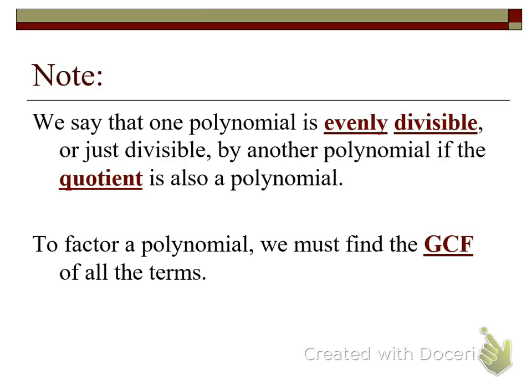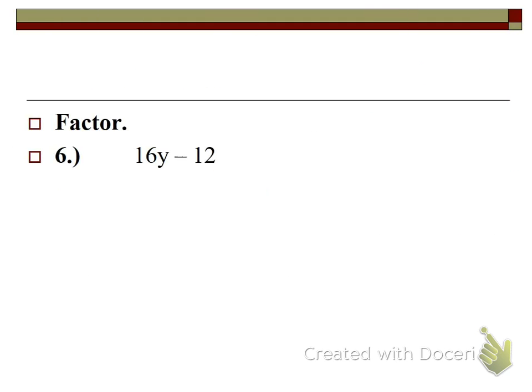Okay, to factor a polynomial, we must find the GCF of all the terms. So notice how it says all the terms. So if there are 3 terms or 4 terms, we've got to find the GCF of all of them, not just 2 of them. So let's give this a try.